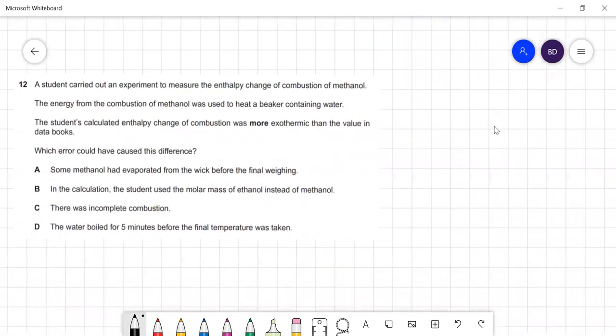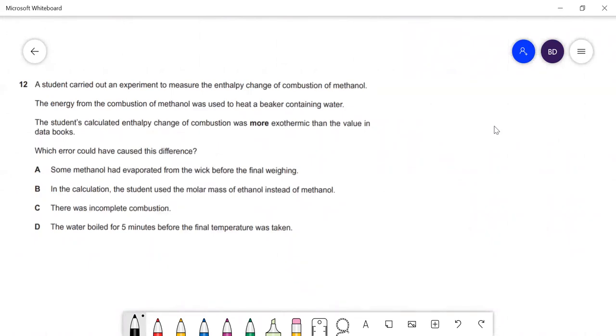This is an interesting question. A student carried out an experiment to measure the enthalpy change, delta H, of the combustion of methanol. Okay. Right. So they did a calorimetry experiment. They used a heated beaker containing water. Now, the enthalpy change of combustion was more exothermic than the value in the data book, which is very unusual because, of course, it's always less, usually much less than the data book value, because you always lose a lot of heat to the environment. Okay, so let's see what could have caused this difference.